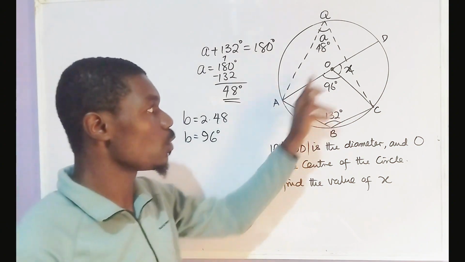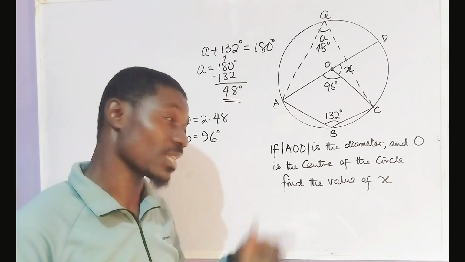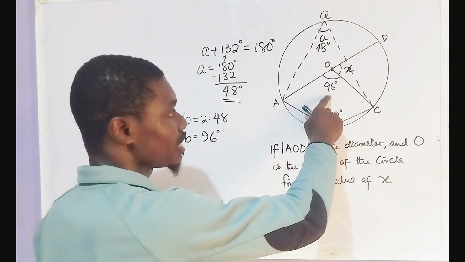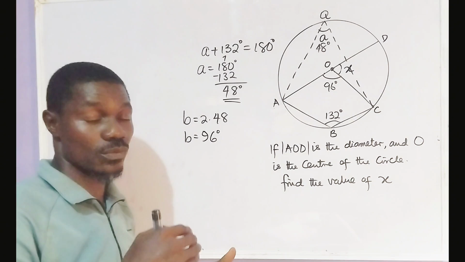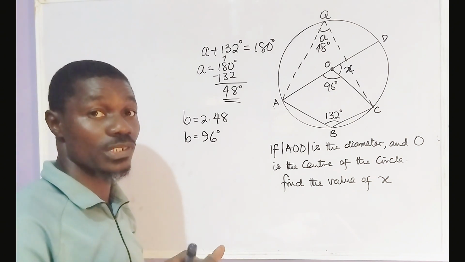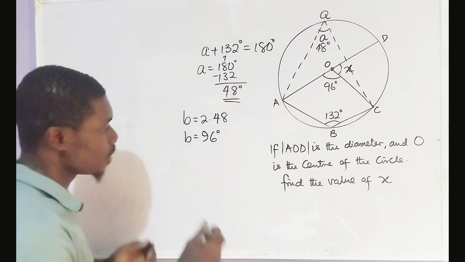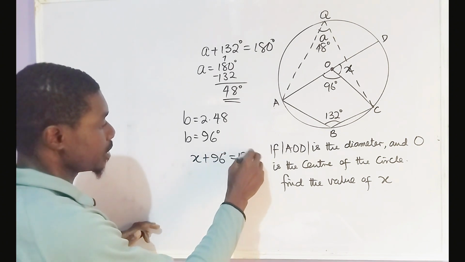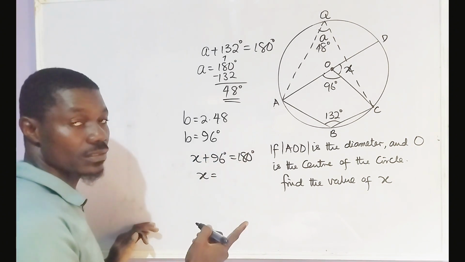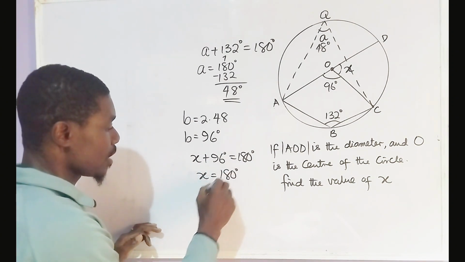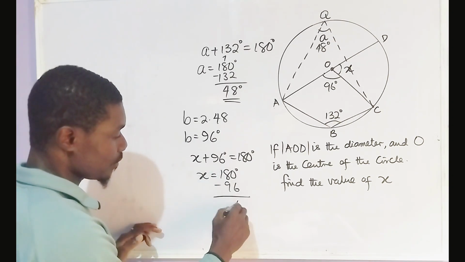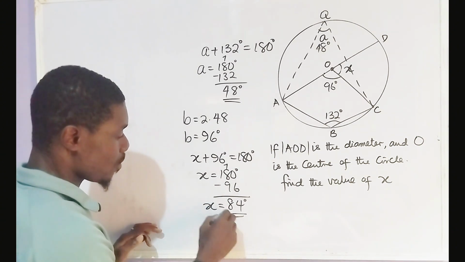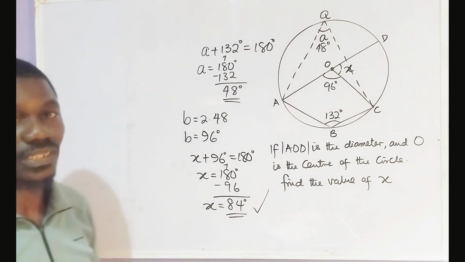Now take note that AOD is the diameter, which is also a straight line. So which also implies that 96 plus x is supplementary, which ought to give us 180. So here we can say x plus 96 equals 180. Then subtracting 96 from both sides, we have 180 minus 96. So our x equals 84 degrees.